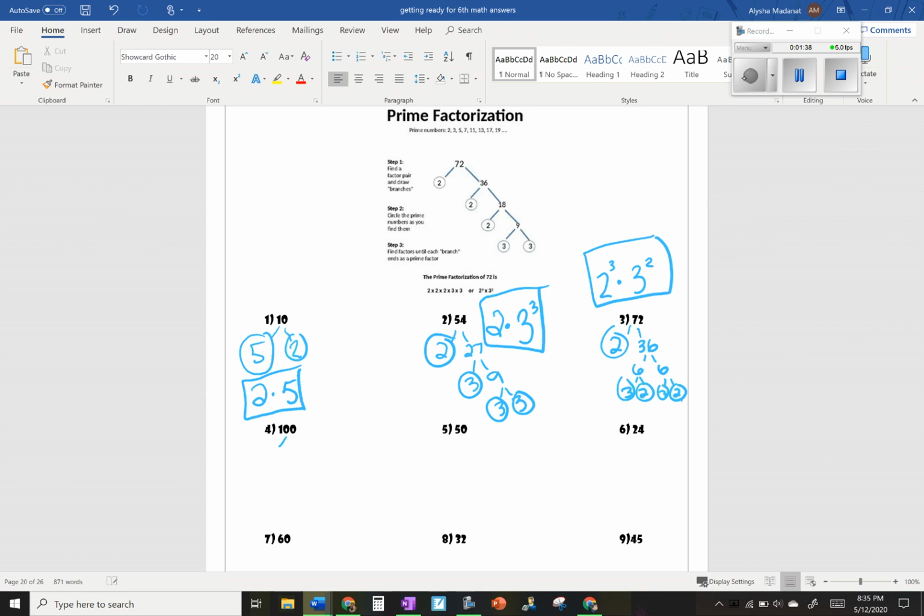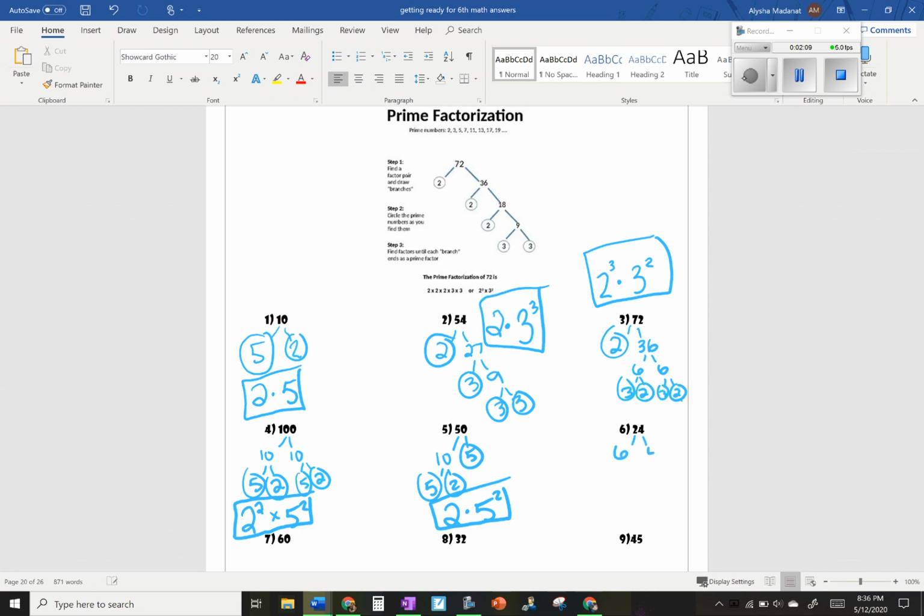For 100, the main one is 10 times 10, and then break down 10 times 10, which is 5 times 2, and 5 and 2 are both prime as well. So writing from the least base, we've got 2 squared times 5 squared would be your prime factorization of 100. For 50, you can use 10 times 5, break down your 10 into 5 and 2. You've got your 2 by itself and then 5 squared as your answer.